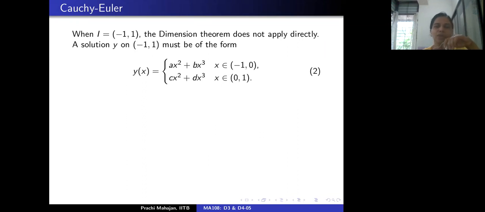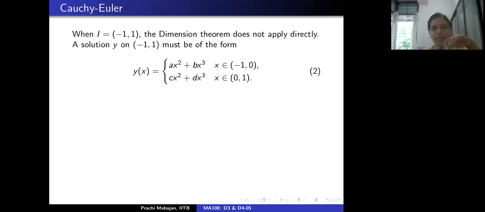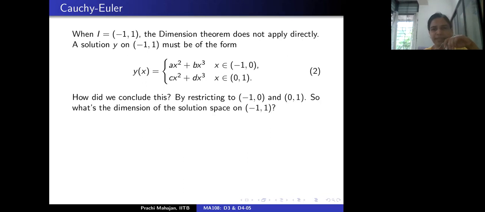Yes, why is this? On the interval -1 to 0, the solution must look like some linear combination of x square and x cube. And likewise, on the interval 0 to 1, the solution must look like a linear combination of x square and x cube. Is that correct? Yes, ma'am. Everybody agrees with me up till this point. Okay, so this part is fine, right? I am just restricting to the interval -1 to 0.